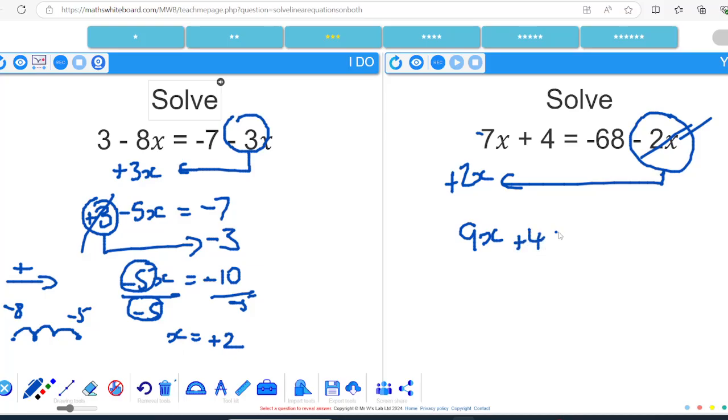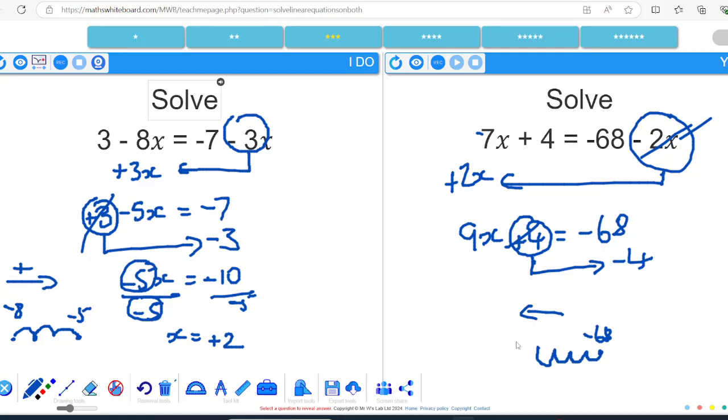Bring down the 4, and bring down the negative 68. I want to get rid of the 4, so let's move it across and do the inverse. Now imagine we're at this point here, which is negative 68, and we're subtracting, so we're going to the left. Remember 0 is up here, so we're going to go negative 69, negative 70, negative 71, negative 72. So all I'm doing is counting down 4 more steps.